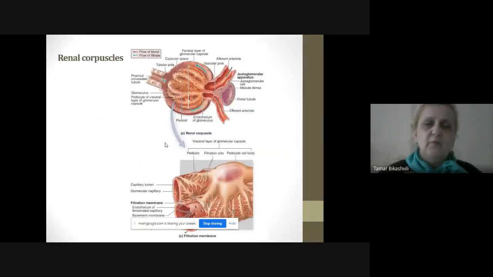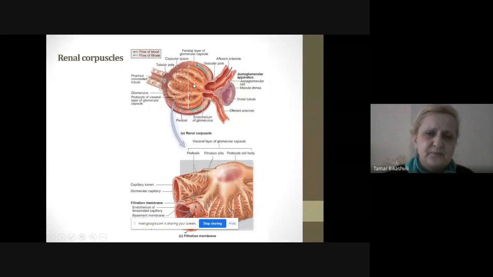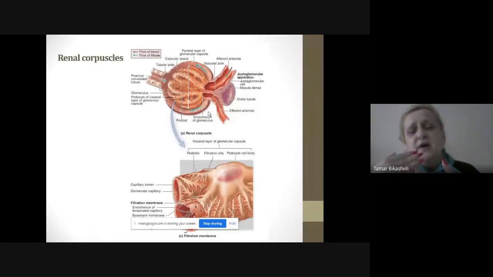And now I want to show this part. This is the renal corpuscle. What's the renal corpuscle? It's the capsule, and in this renal corpuscle are capillaries, fenestrated capillaries stuffed together, the glomerulus. What's the glomerulus? This is the capillary tuft. And around these capillaries is the capsule with two walls, the visceral and the parietal layers. This capsule is Bowman's capsule.